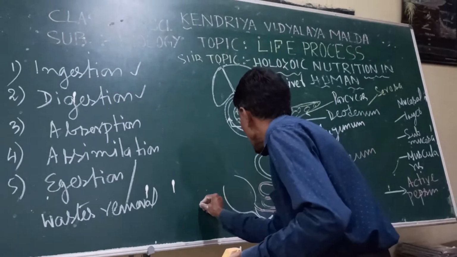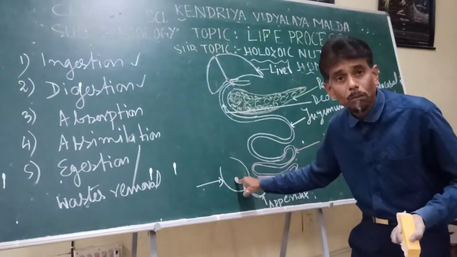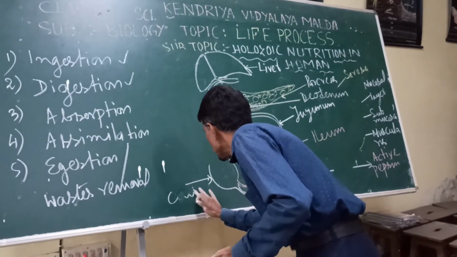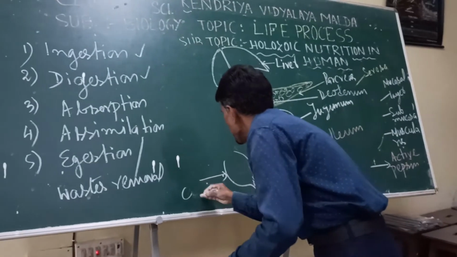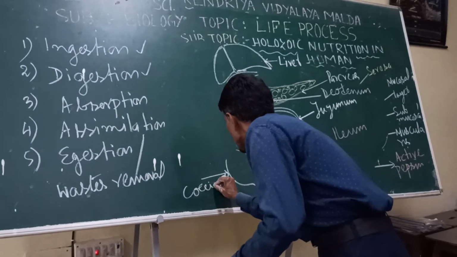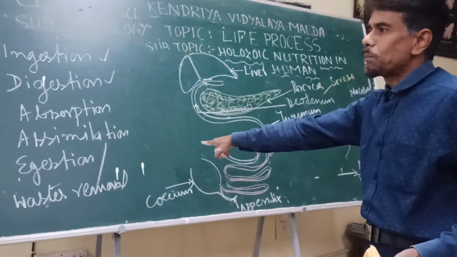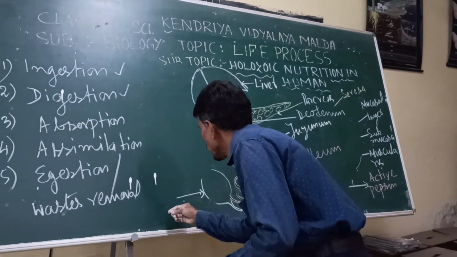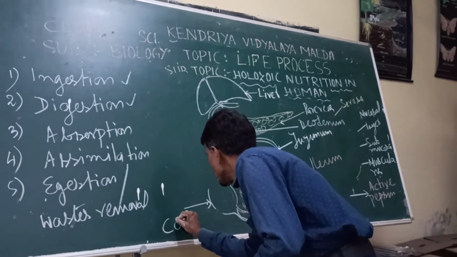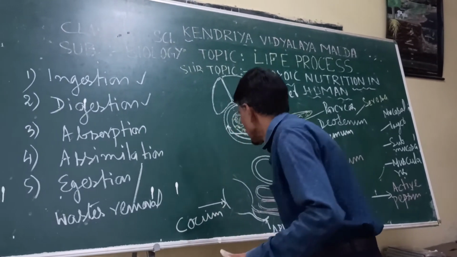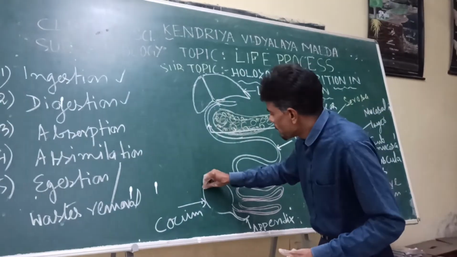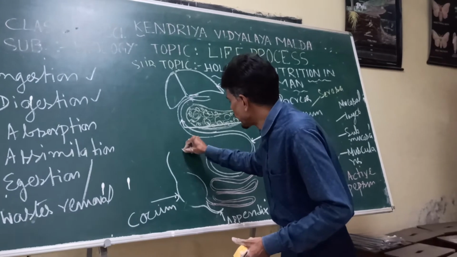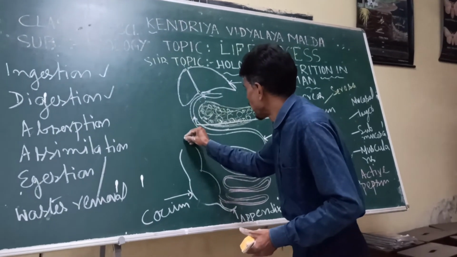And this is the first part of the large intestine, called cecum. Cecum. This is the first part of the large intestine called cecum. Now the cecum ascends up, ascends up.